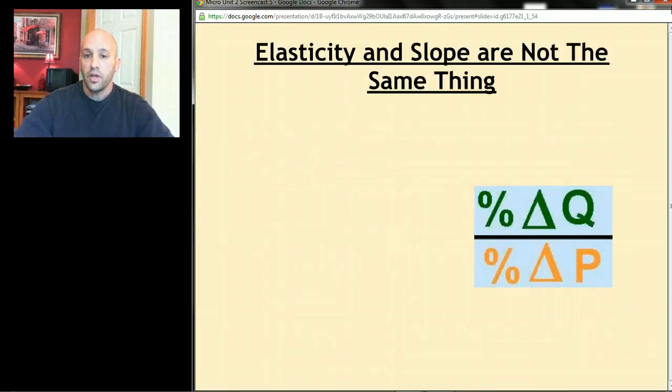All right, now at the beginning of the video, I said that elasticity and slope are not exactly the same thing. It's true that the more vertical the demand curve is, the more inelastic it is generally, but different parts of the demand curve have different elasticities.